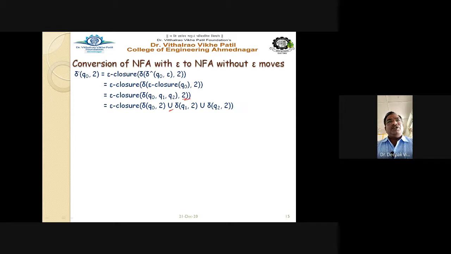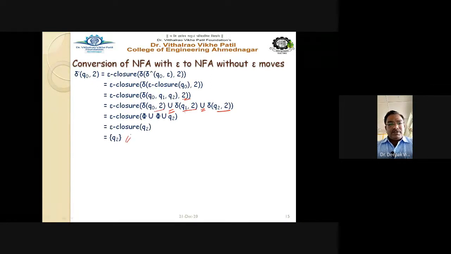Split it and take their union. So delta Q0 on 2. Where is the transition from Q0, Q1 on 2 and Q2 on 2? The answer is E closure phi union Q2. And what is the E closure of Q2? E closure of Q2 is nothing but the state itself, Q2 itself. All right? Getting this point?